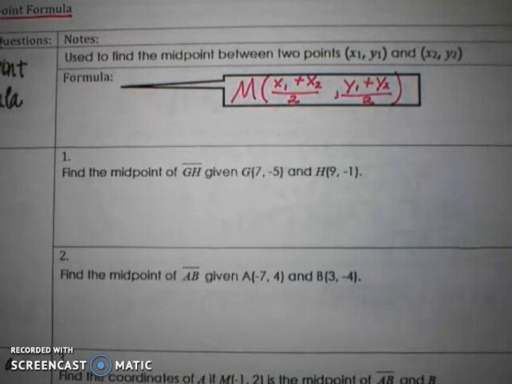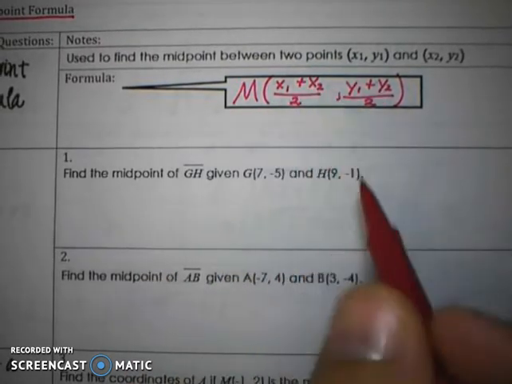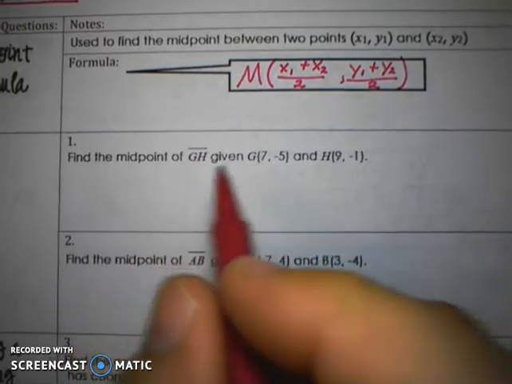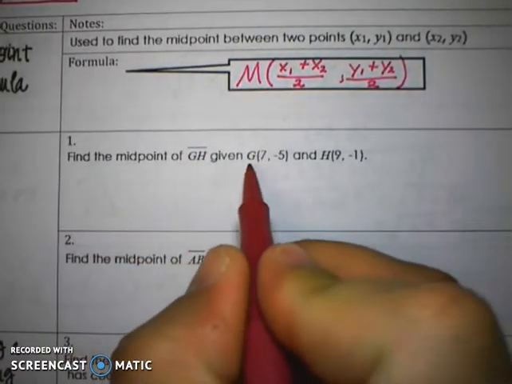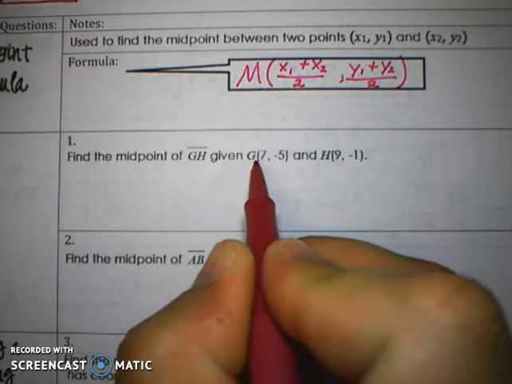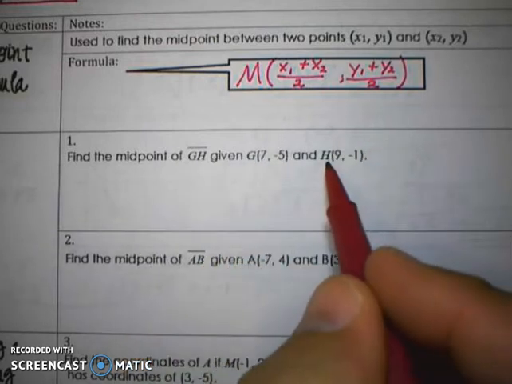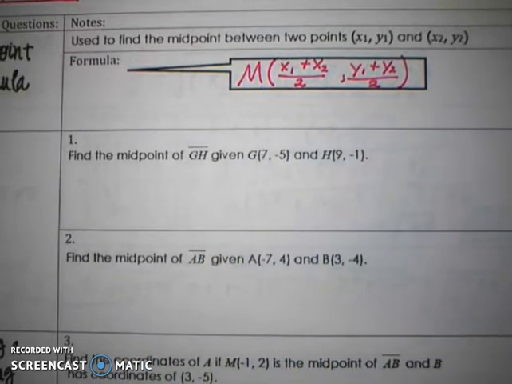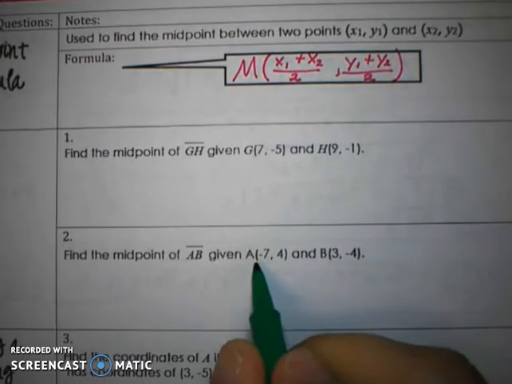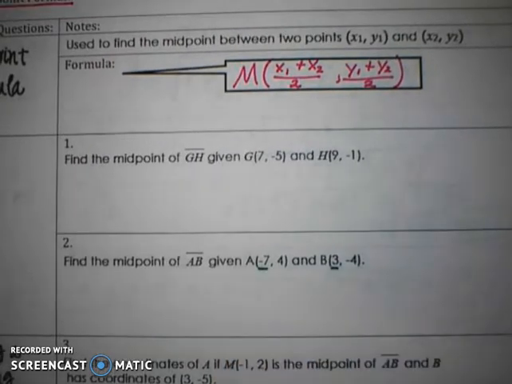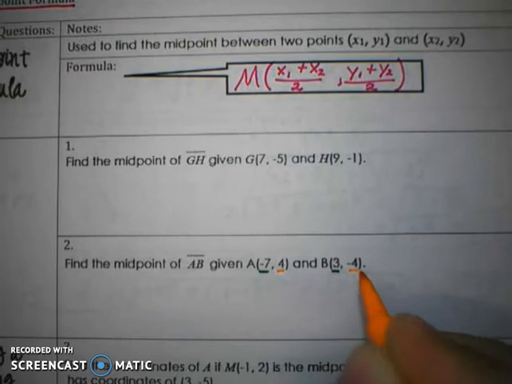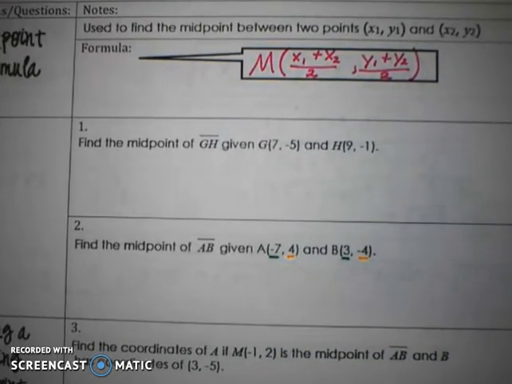And so now we're just going to apply that formula to some problems. First we're going to find the midpoint of segment GH if they tell you that endpoint G is at 7, -5, and H is at 9, -1. I'm actually going to help color code this as I'm giving the notes. I'm going to underline the x-coordinates in green and the y-coordinates in orange. And you should be able to tell the difference there.